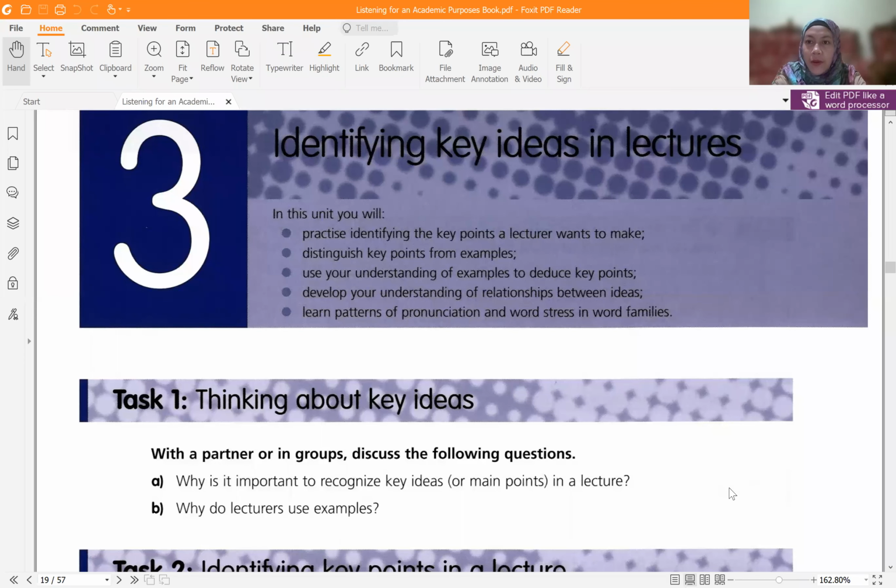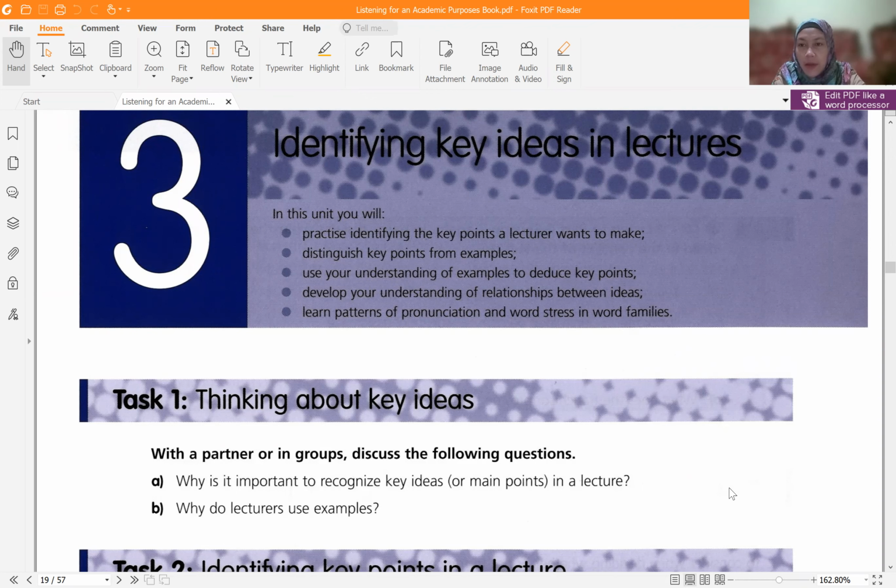Now let me share my screen. Okay, so hopefully it is visible. Yeah. So this morning we are going to learn about Unit 3. It is identifying key ideas in lectures.